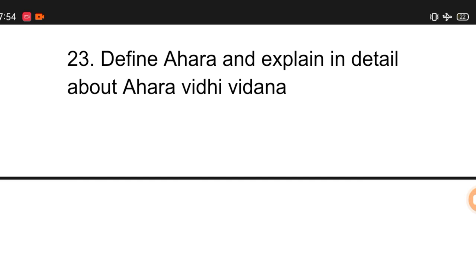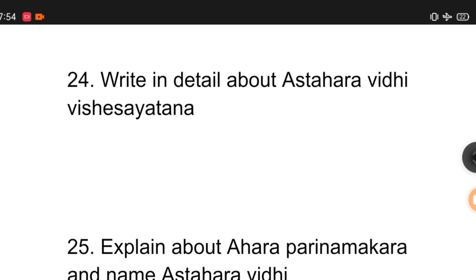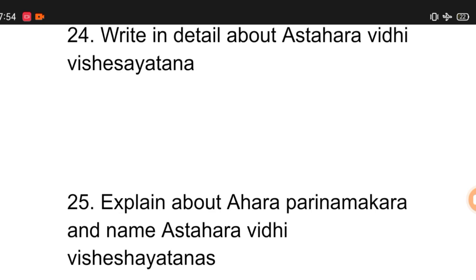That type you have to write, but mention the Sanskrit term there. If you are not writing the shloka, no problem, but mention the proper Sanskrit term, then you will get marks. Next question, write in detail about the Ashtahara Vidhi Visheshayatanani, as I said above.